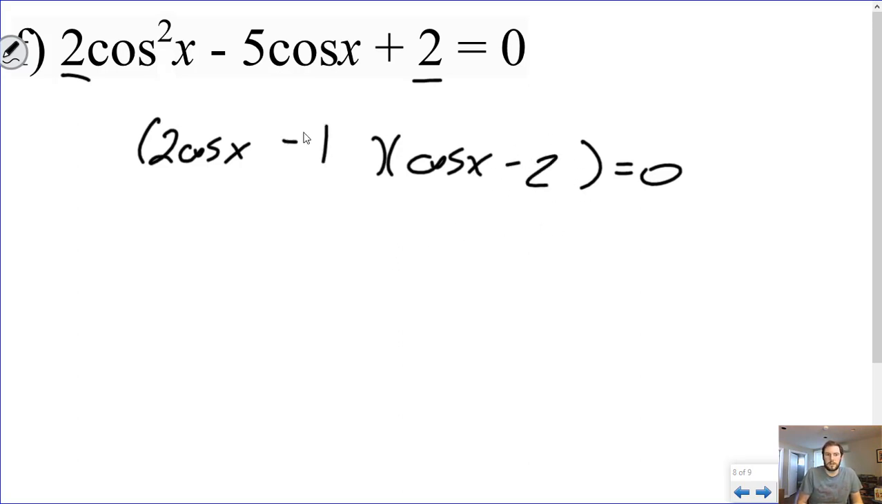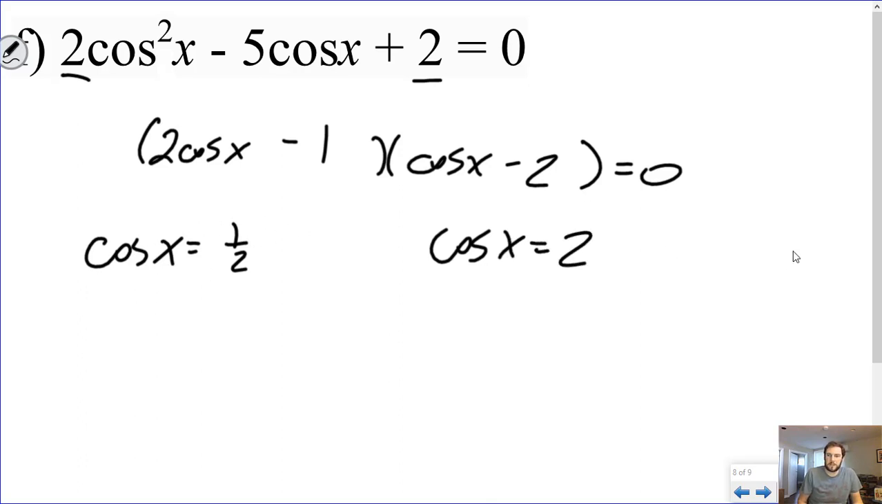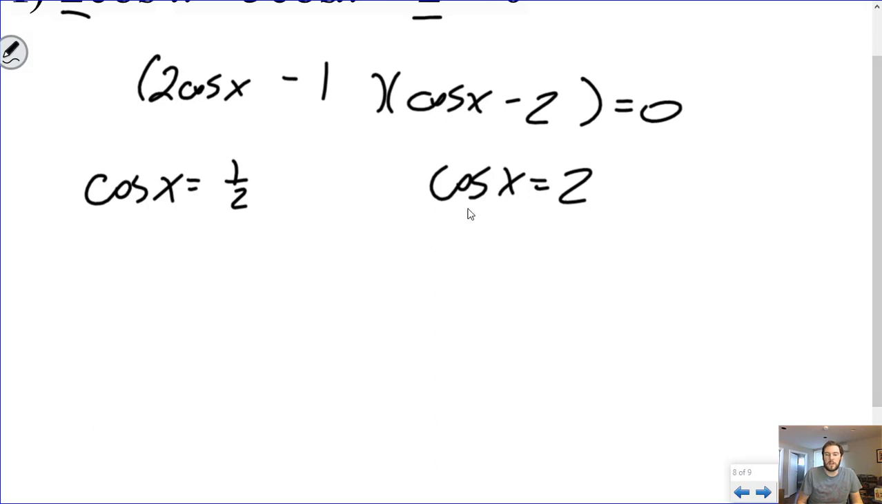Because -2 times 2 gives me 4, -1 times 1 gives me -1, and -4 and -1 is where I get that -5. So now it's a matter of solving these two brackets for 0. So cos x is equal to a half, and cos x equals 2. Cos x equals 1/2. That's one of our special triangles, so we can solve that one. Cos x equaling 2. This one will have no solutions.